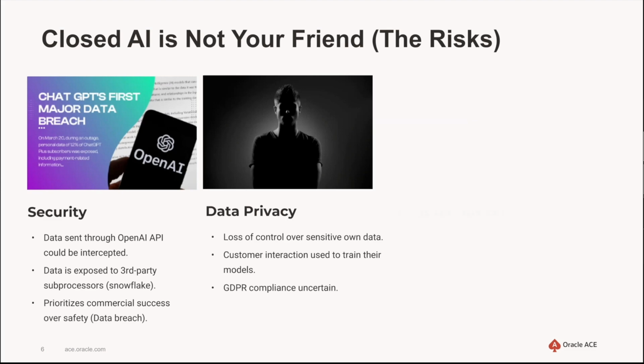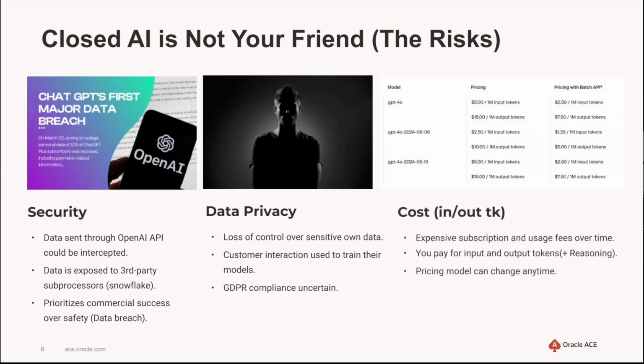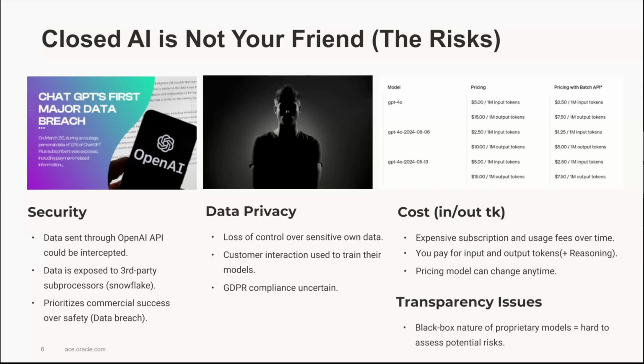Another factor is cost. Subscriptions can become expensive and volatile over time, as you pay for both input tokens and output tokens, and even more if you're using reasoning models. Why? Because reasoning models need to generate tokens, and guess who's paying for those tokens generated during reasoning? You, of course. And the pricing models can change anytime, as with any other SaaS pricing model. Add to this the lack of transparency, as it's hard to assess risks when the model is a black box and you have zero details about training data.